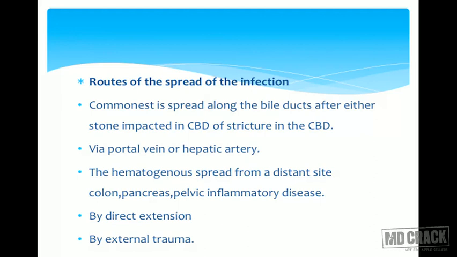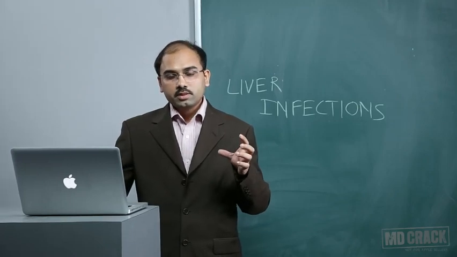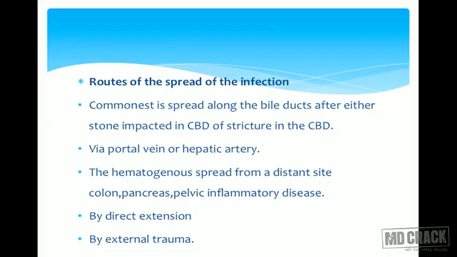This is the most important spread because if you are asked which of the following forms the most common spread of organisms to liver abscess, or which of the following route is most common to form liver abscess, this is the answer. Or it can spread via portal vein or via hepatic artery. The hematogenous spread from the distant site such as colon, pancreas and pelvic inflammatory disease is also seen.